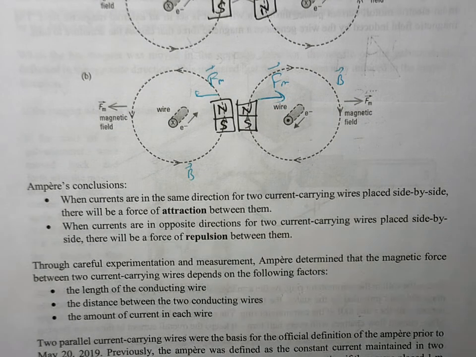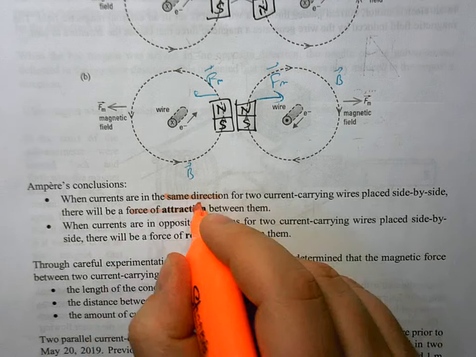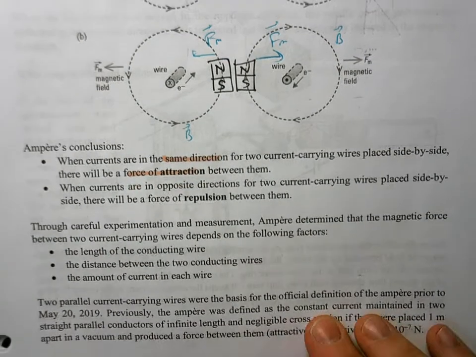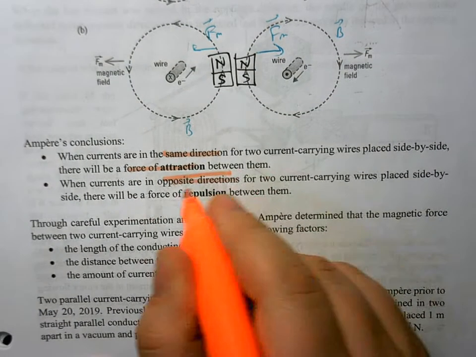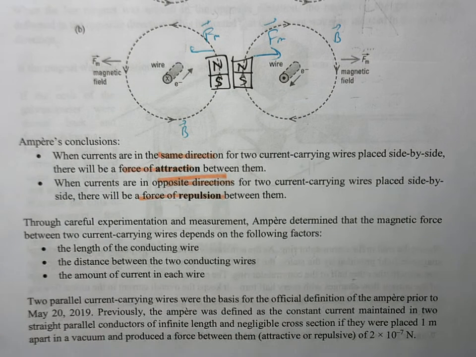What we want to remember is that when the currents are in the same direction, there's going to be a force of attraction between the wires, and when they run in opposite directions, there's going to be a force of repulsion between them.